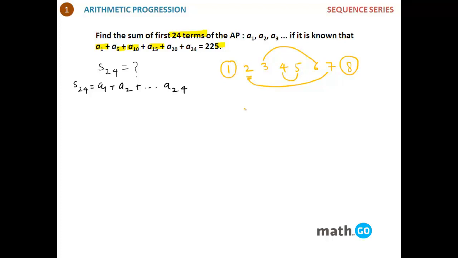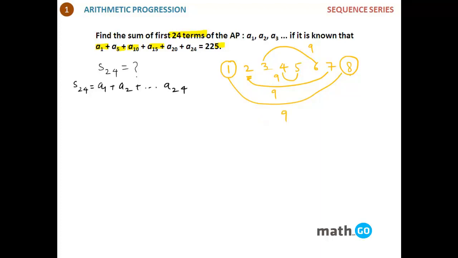Now add all these pairs. If I add the first and the last term, 1 plus 8 is 9. 2 plus 7 is 9. 3 plus 6 is 9. 4 plus 5 is 9. So this is what I was telling you about.